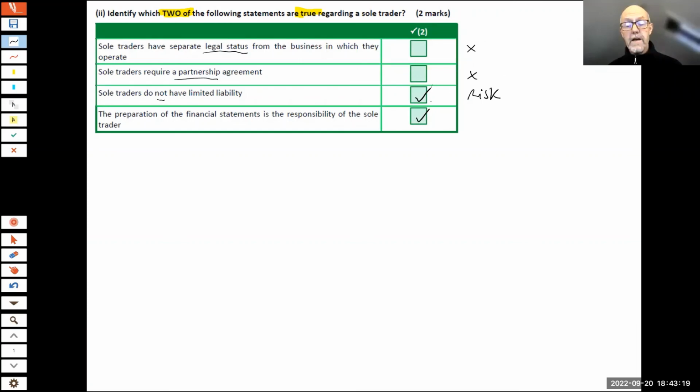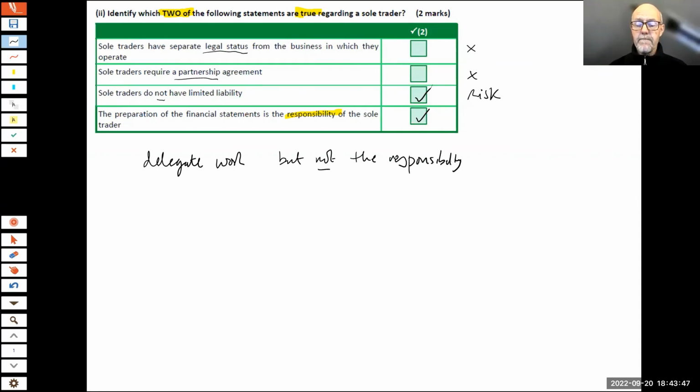He may well employ an accountant. The keyword is responsibility. He can delegate the work, so he can employ an accountant to come in and produce his figures, but he cannot delegate the responsibility. So if he gives his accountant inaccurate figures to work from, then that is his responsibility still.